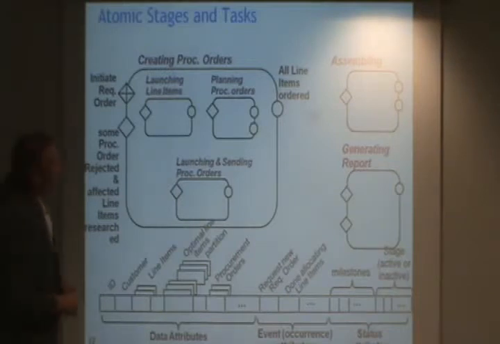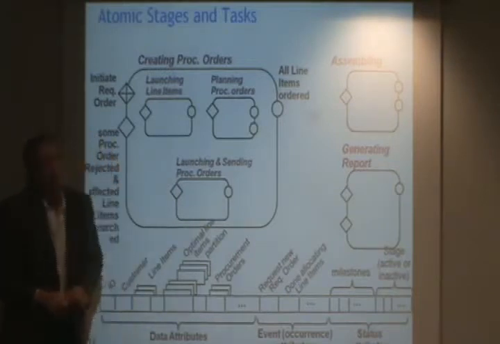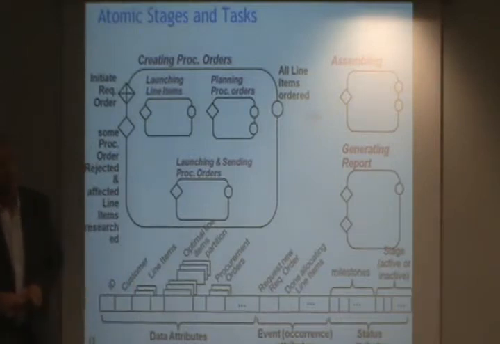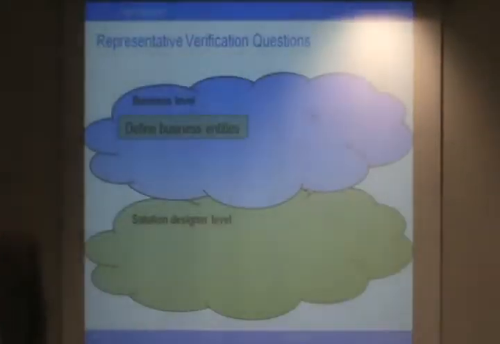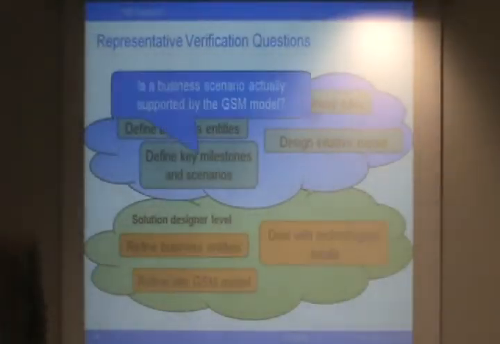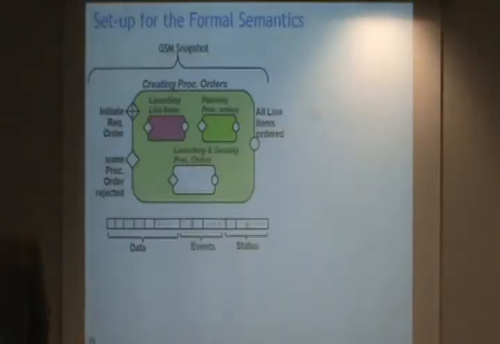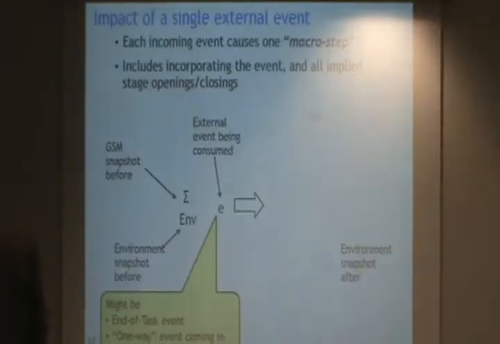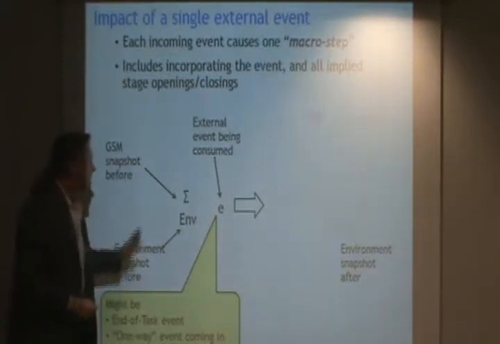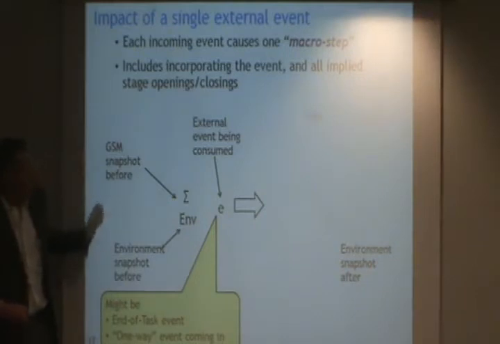I'm not quite clear on the difference between the macro steps and the micro steps. Is it the case that the events that trigger macro steps are external events, and the ones that trigger micro steps are internal events? Yeah. So at the macro level, what I'm focused on is just consuming one external event.